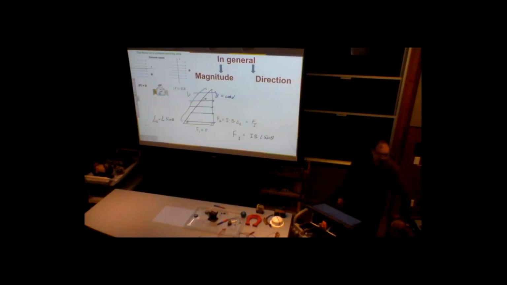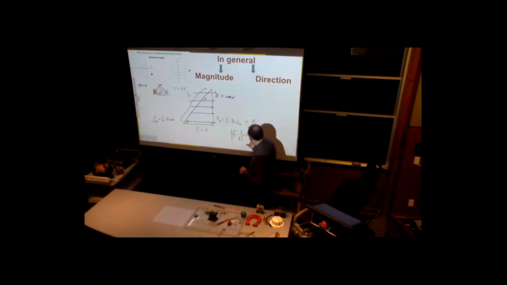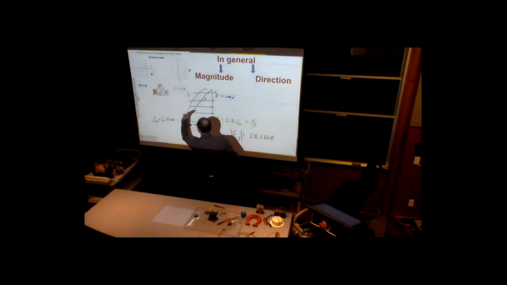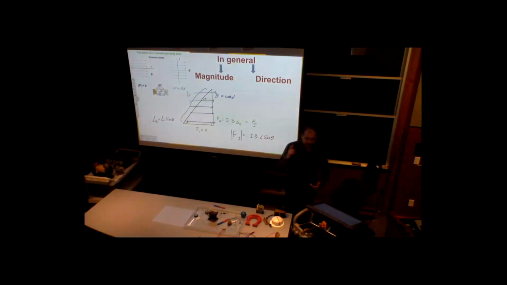this is how we can calculate the magnitude of a force acting from a uniform magnetic field of this strength on a wire with this length in the magnetic field, which carries a current at this angle between the wire and the field. That's the magnitude. What about direction?